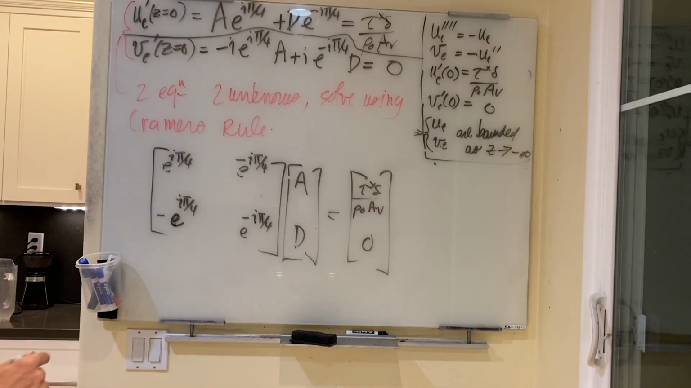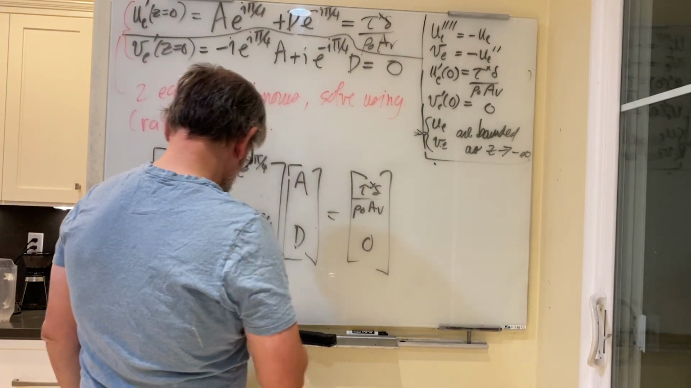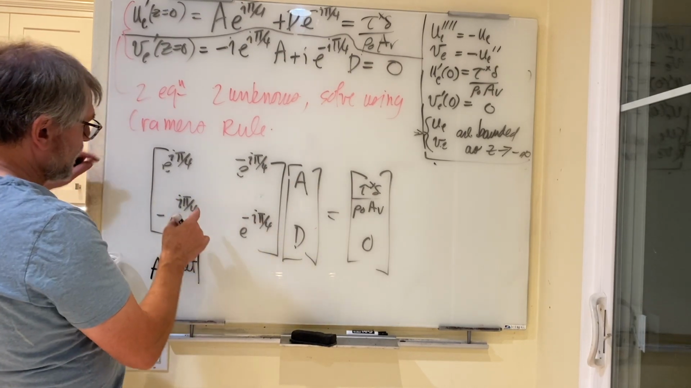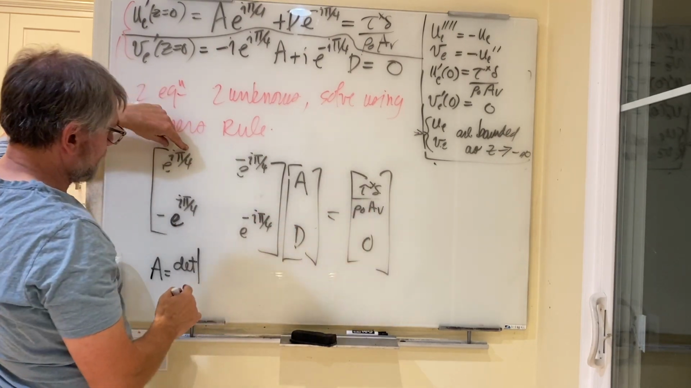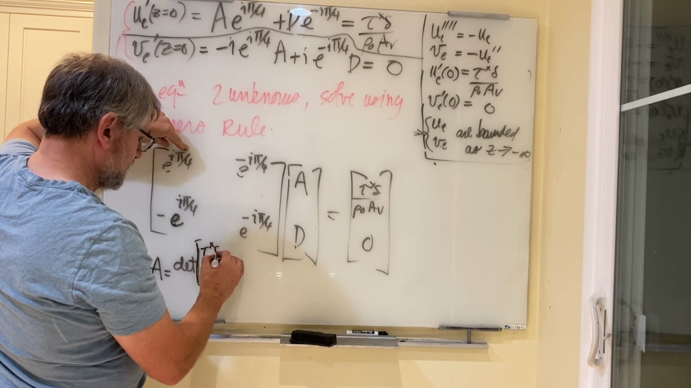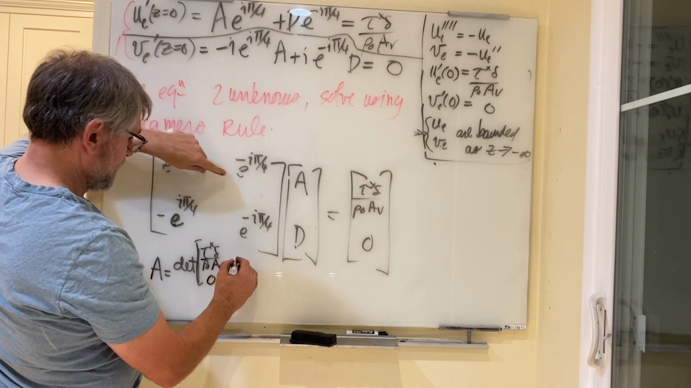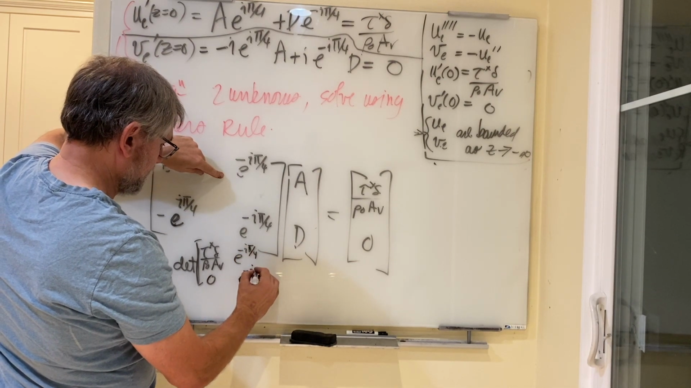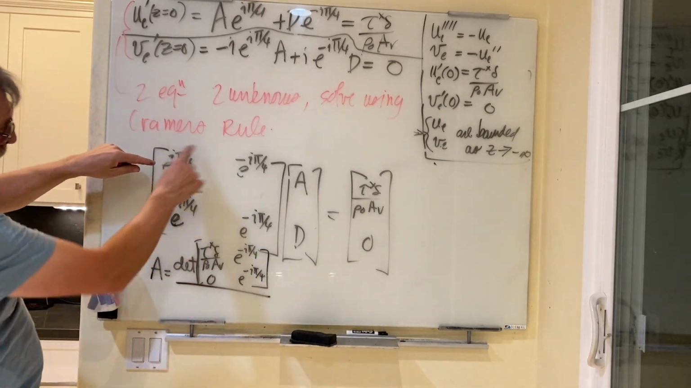All right, so Cramer's rule just says that the solution for A is equal to the determinant. If I want to solve for the first one, I replace the first column by the right-hand side and compute the determinant. So that becomes tau x delta over rho naught AV, 0, e to the minus i pi by 4, e to the minus i pi by 4, divided by the determinant of the original matrix.